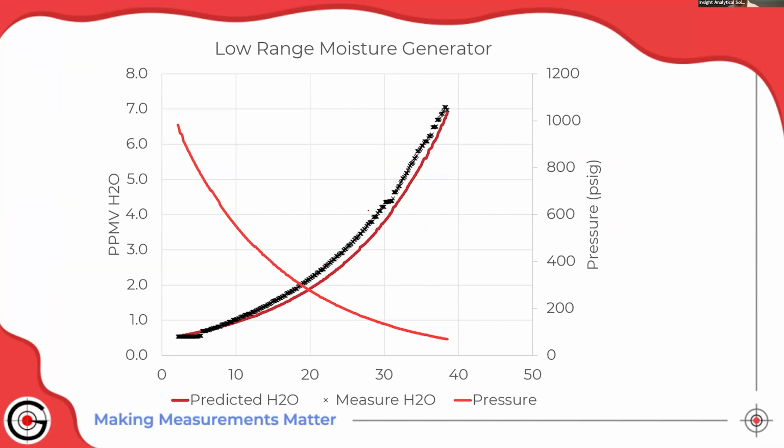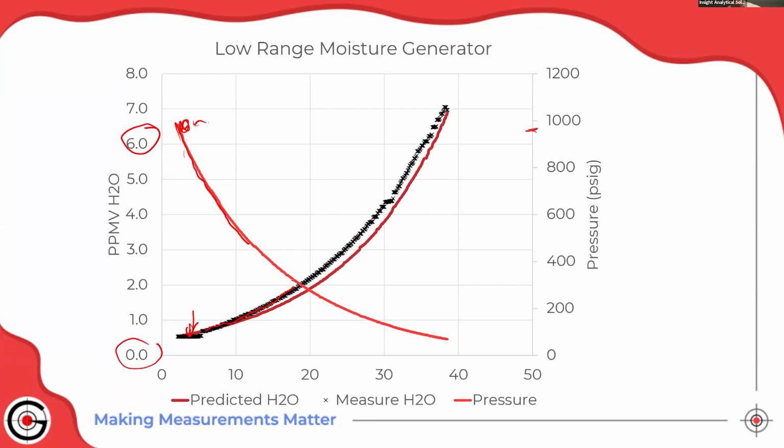This graph just shows an example of what we get from a moisture generator as we change the pressure again. So we took a 0 to 5, sort of 0 to 6 ppm moisture generator. When we were running it at high pressures, so the red line over here is pressure, we're at about 1,000 pounds, we were getting a little bit less than 1 part per million. And then what we did is we just let the pressure slowly bleed down through the block. And as the pressure drops, the water concentration goes up.